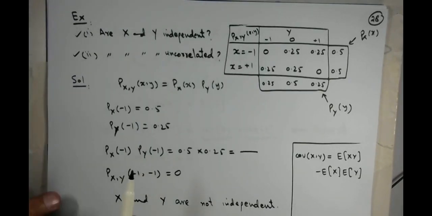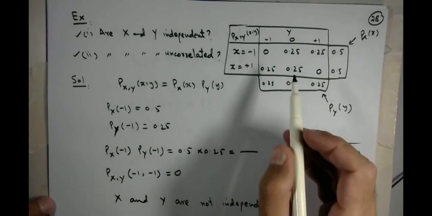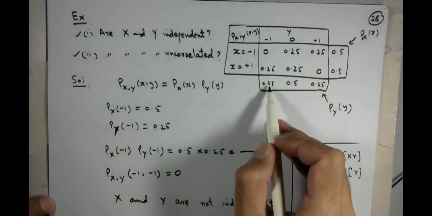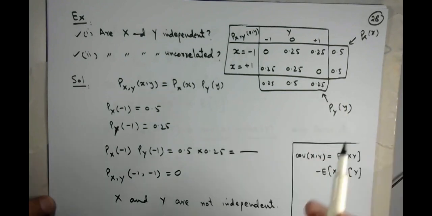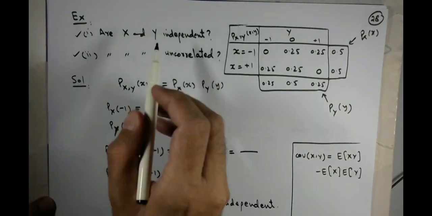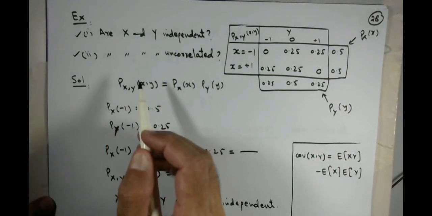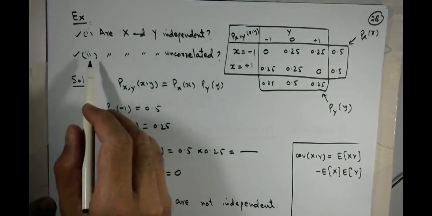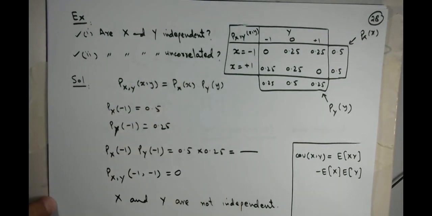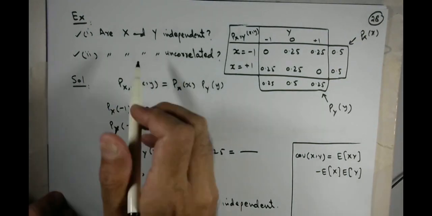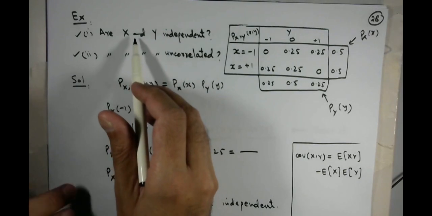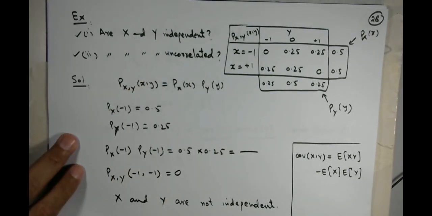We then solved an example where we had a joint distribution and we found the marginal distributions of X and Y, and we needed to check if X and Y are independent, and then we also needed to check if X and Y are uncorrelated. I left this part as your homework, and I solved this part of the problem.